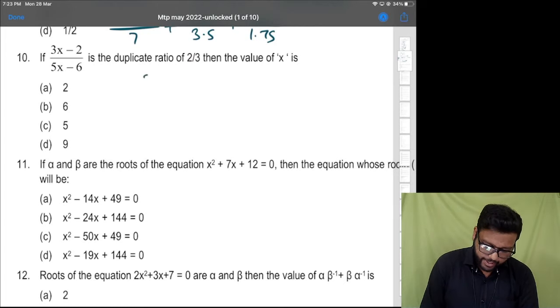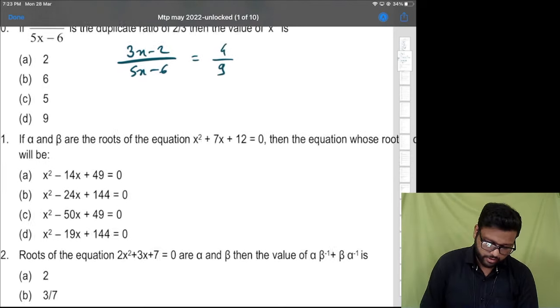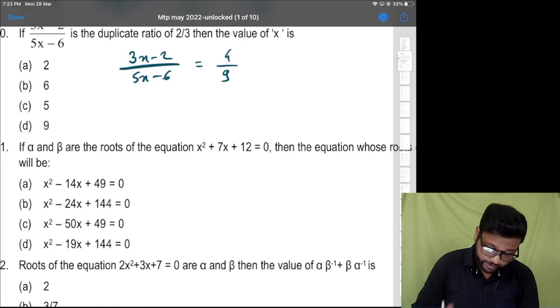Okay. 10th. If 3x by 2 minus 3x minus 2 by 5x minus 6 is duplicate ratio of 2:3, duplicate is square. So 3x minus 2 by 5x minus 6 is square of 2:3, that means 4:9. Then what is value of x? So simple. So either you can cross multiply or put in the options, anything.